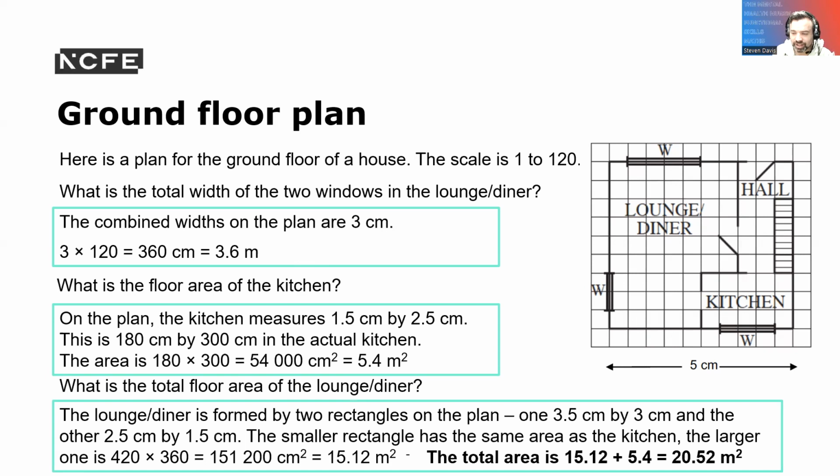And again, what is the area of the lounge diner? So again, looking at this, you've got one rectangle 3.5 centimeters by 3 centimeters and the other 2.5 centimeters by 1.5 centimeters. The smaller rectangle has the same area as the kitchen. The larger one is 420 by 360. That equates to 151,200 centimeters squared, and that's 15.12 meters squared. So the total area is 15.12 meters plus 5.4. So the whole area there is 20.52 square meters.